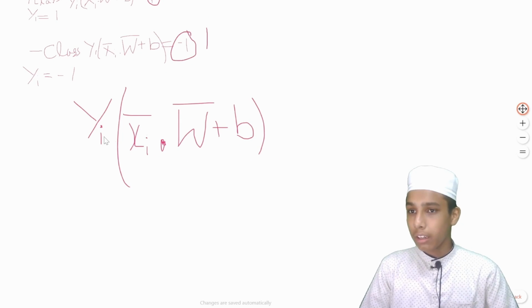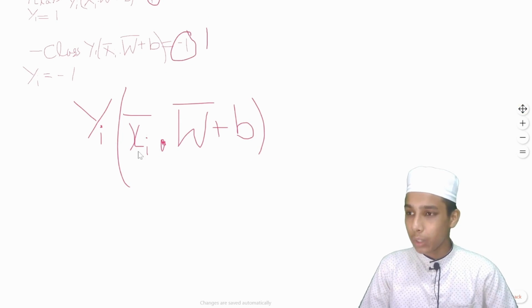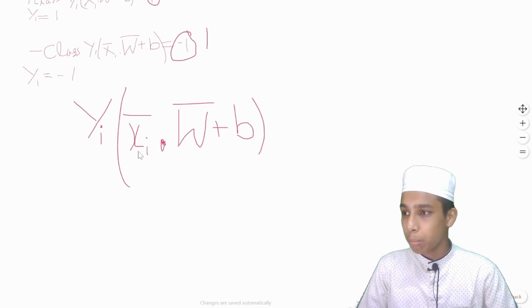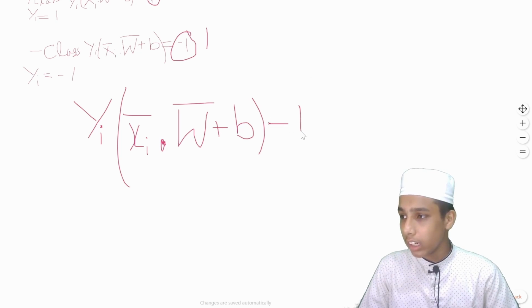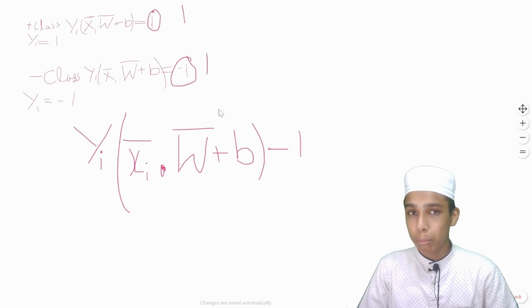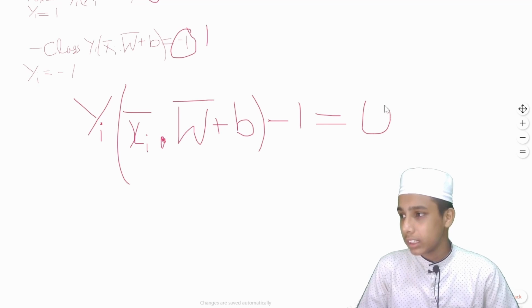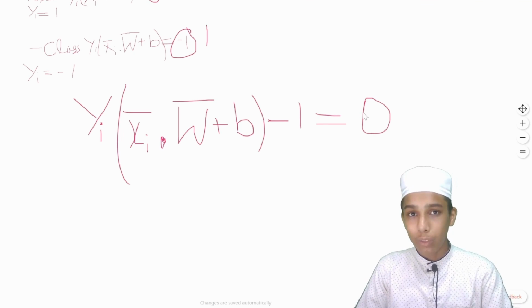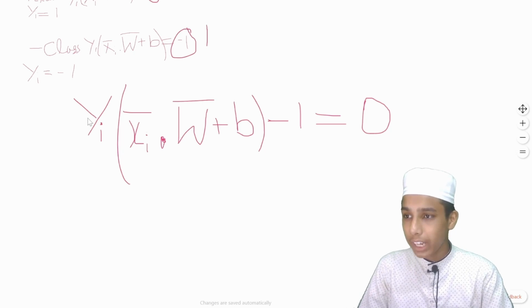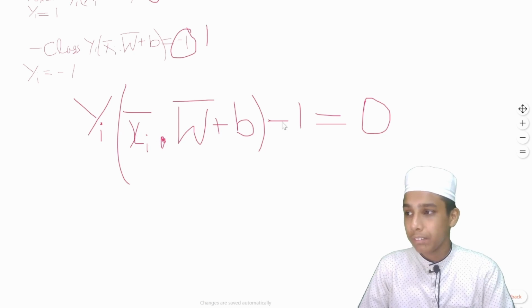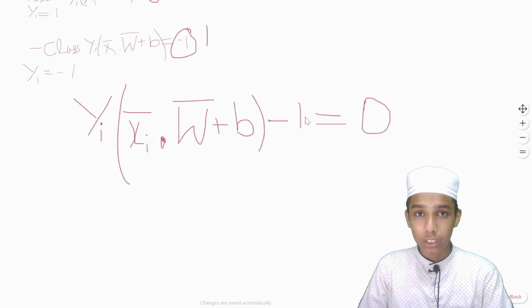Now we have y sub i into x sub i into w plus b, and if we move this plus 1 over, we are going to get the minus 1 at the two places. So we are going to combine these two equations into one, and it's going to be 0. Now the equation has been created: y sub i into x sub i into w plus b minus 1 equals 0. Now it's going to be easy to solve the equation.